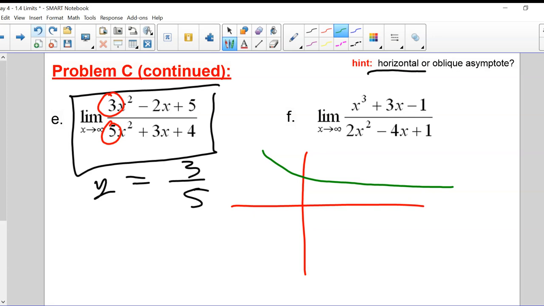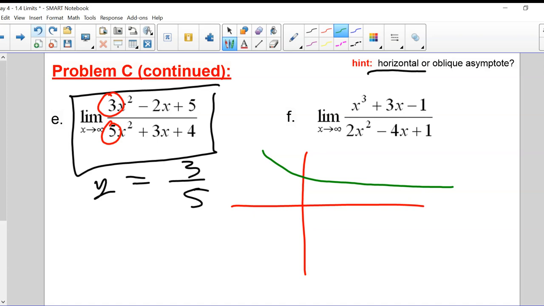The lead coefficient on the top is 3. The lead coefficient on the bottom is 5. So we put the 3 over the 5, right? That's it. That's all it is. As the function gets bigger and bigger, the function moves towards whatever that horizontal asymptote is, which in this case is the y equals 3 over 5 line.